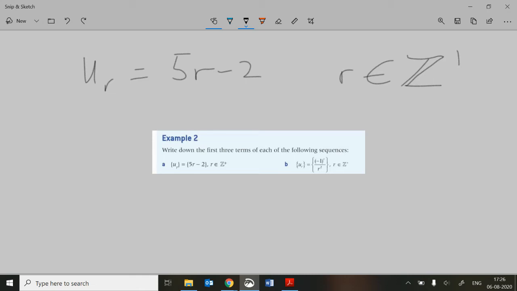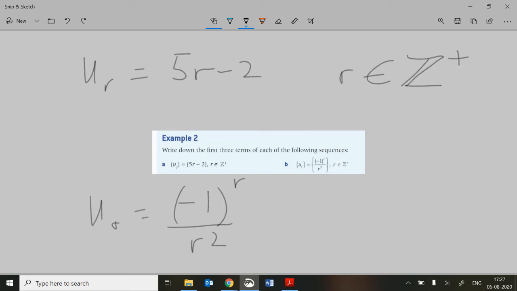Right, let's put that back. So what does it say? It says write down the first 3 terms of the following sequences. Well, that's pretty easy. Put in 1, 2, and 3 in here. I'm not going to insult you on that one. So for the second one, let's have a look. It's saying u_r equals minus 1 to the power of r over r squared. And again, it's talking about r belonging to the positive integers.